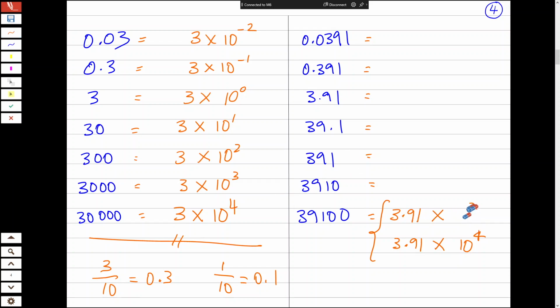So you can only count the zeros when it's only 1 digit. Otherwise, what you have to do is count the number of places between the first digit and the decimal point. So the decimal point will be here, after the ones. Can you see that there are 4 digits between 3 and the decimal point? So the power is going to be 4. That means the next one's 10 to the power of 3. Yep. 3.91.